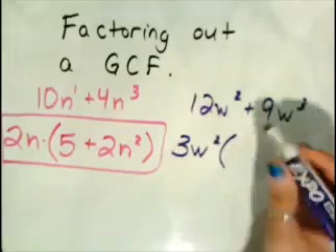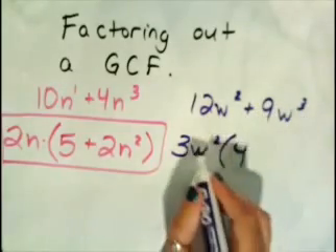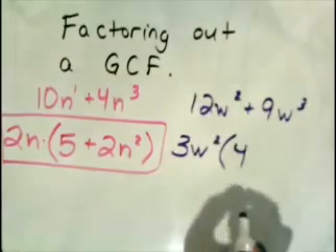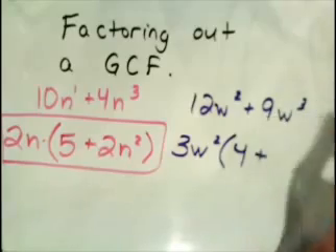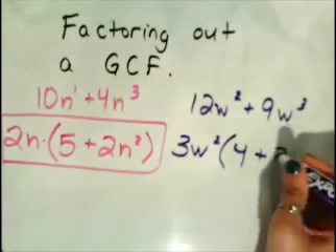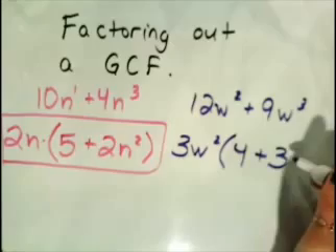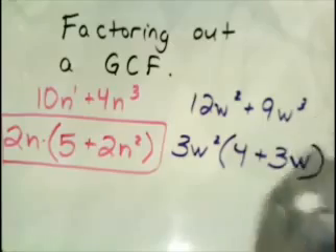So 3 times what would give me 12? 4. w squared times nothing would give me w squared. So I don't need anything else to multiply by there. 3 times 3 would give me 9. And w squared times a single w would give me w to the third.